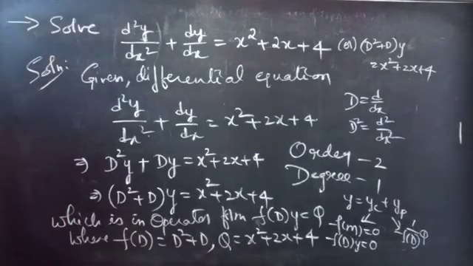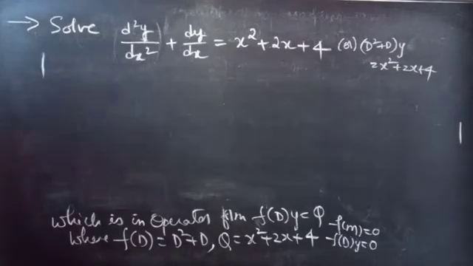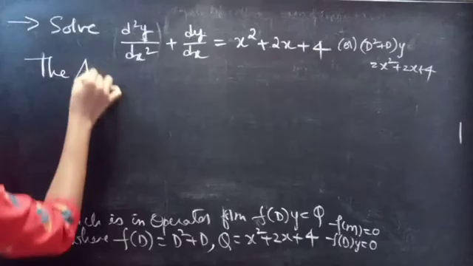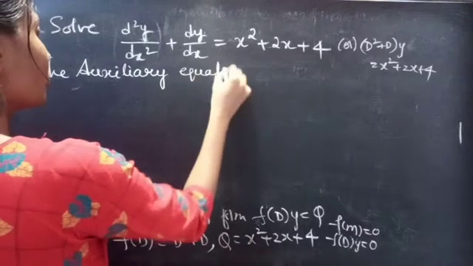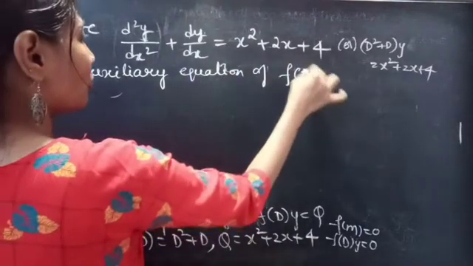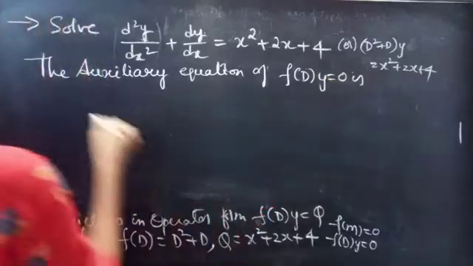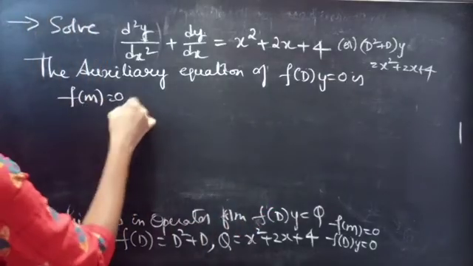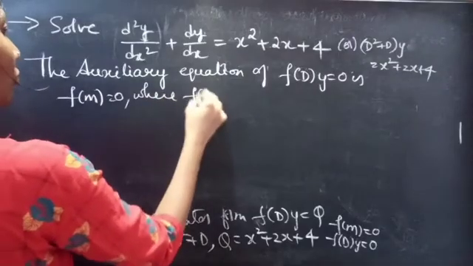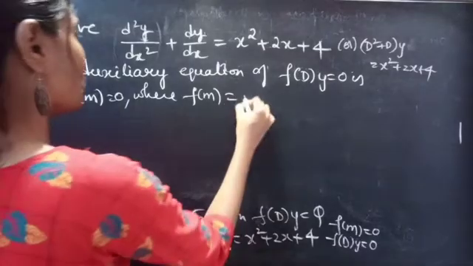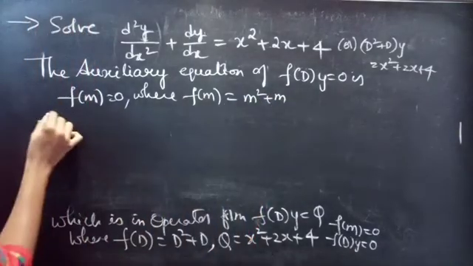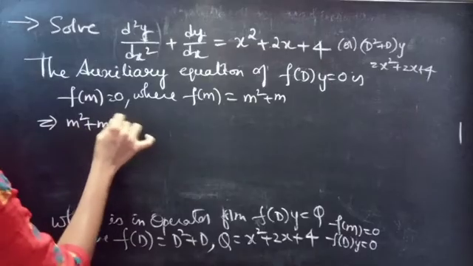Fine. So let's find yc using auxiliary equation. We know that the auxiliary equation of f of D into y equals to 0 is f of m equals to 0, where f of D is D square plus D, right? So let's replace the differential operator by m, so that we'll get f of m equals to m square plus m. Then our auxiliary equation becomes m square plus m equals to 0.